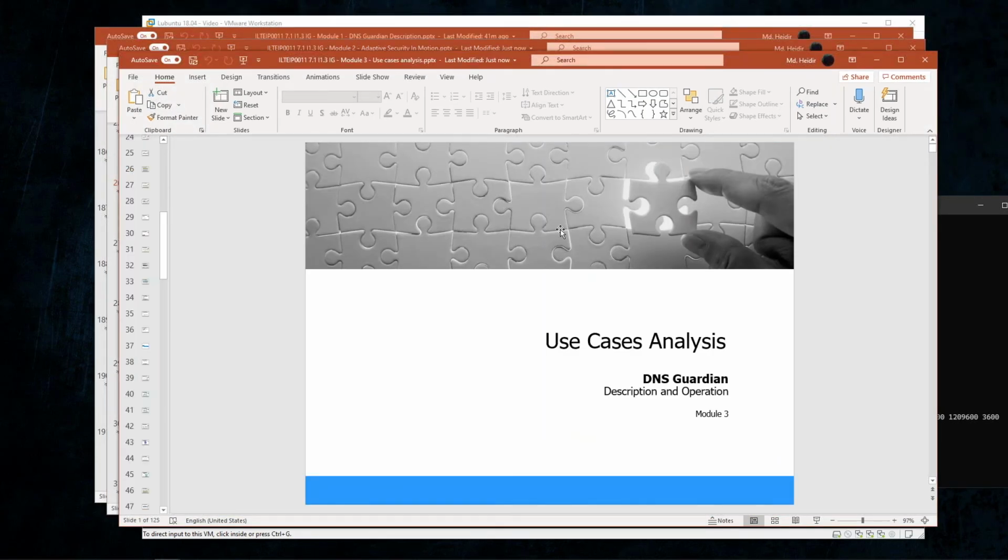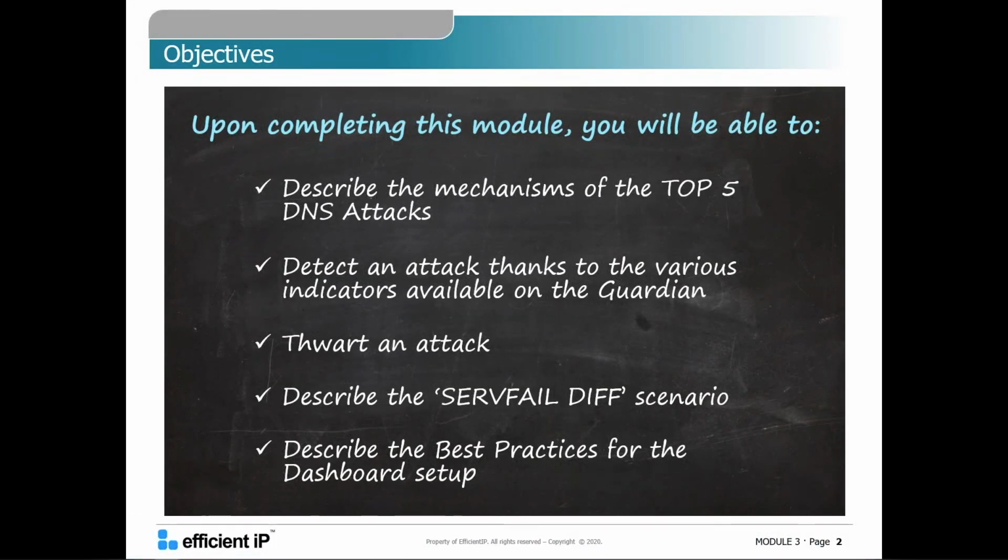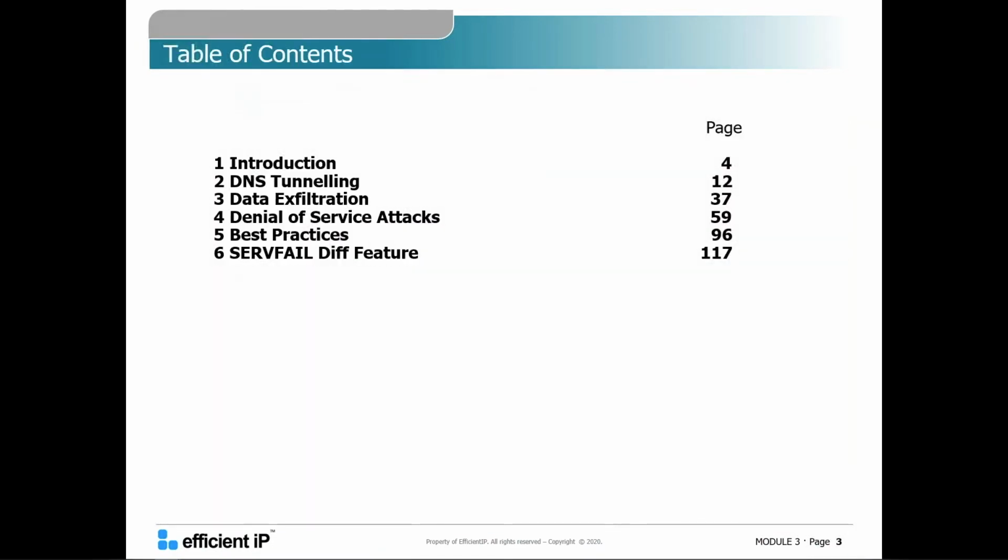Okay, let's go through the use case. This one will be very, very interesting, so you understand what Guardian is doing. So just now was configuration. This is use case analysis: the top 5 DNS attacks and how Guardian is able to mitigate these attacks. DNS tunneling will be the first attack, followed by data exfiltration, DoS, and best practices.